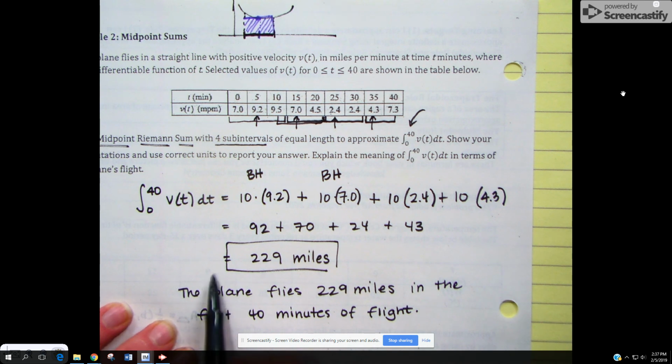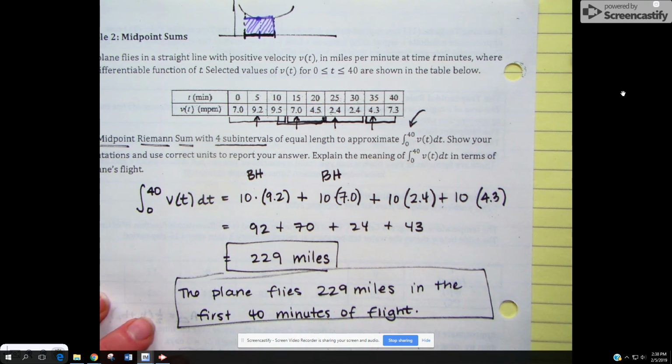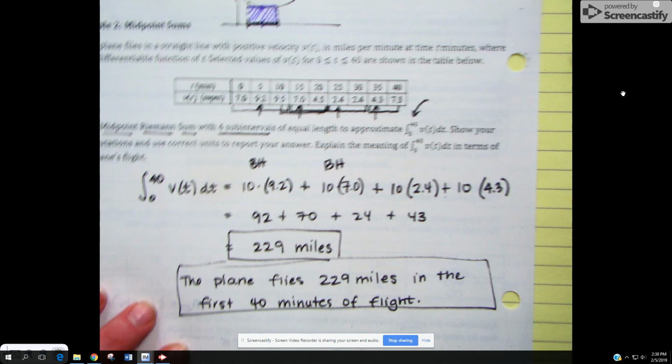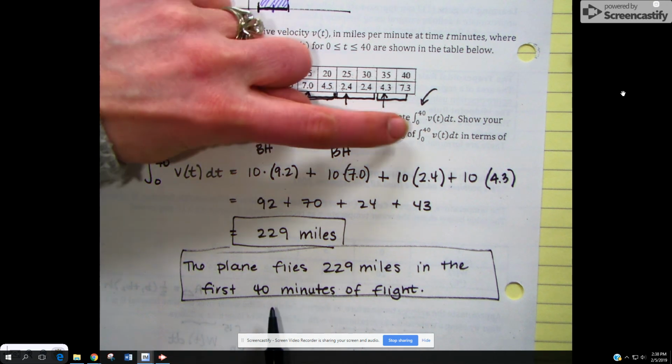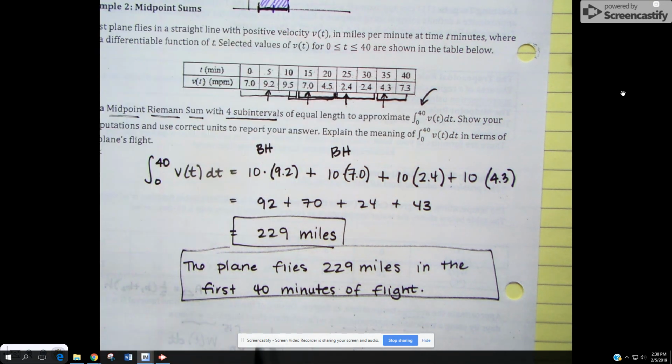You could phrase that lots of different ways. You could say something like from time equals 0 to time equals 40 minutes, the plane flies 229 miles. There's no one right answer, but you would want to make sure that you refer to the total using the correct units. And you would also want to have addressed the matter of what the 0 and the 40 stand for.